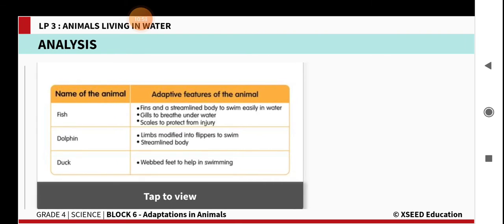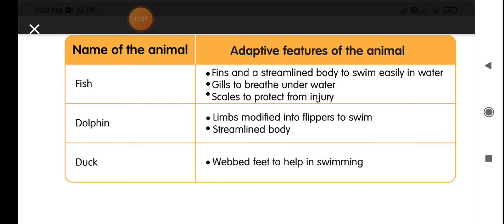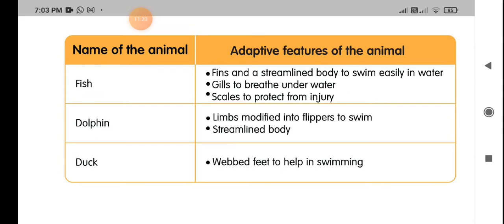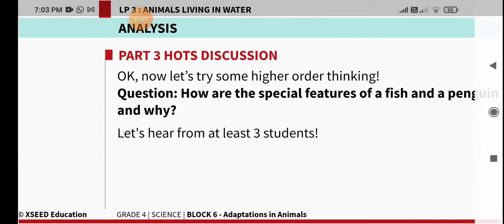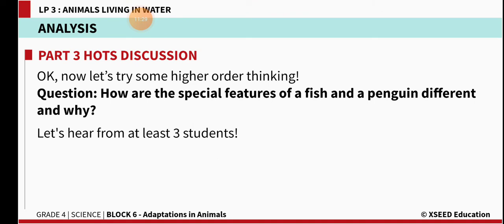So whatever activity you have done, finally you can conclude in this way. The special features of fish: fins and streamlined body, gills for breathing, scales to protect them. Dolphins have limbs modified like flippers, and also have a streamlined body, and a duck has webbed feet for swimming. These are the special features of aquatic animals. And how are the special features of a fish and a penguin different, and why?